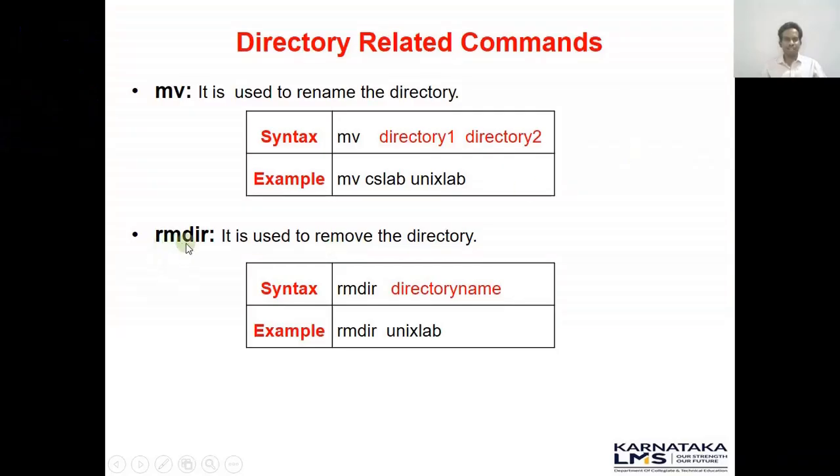Next, rmdir. It is used to remove the directory or delete the directory. Syntax: rmdir directory name. Example: rmdir unixlab. Before deleting the directory, make sure that the directory does not have any files and directories. Let us check this command on the terminal.